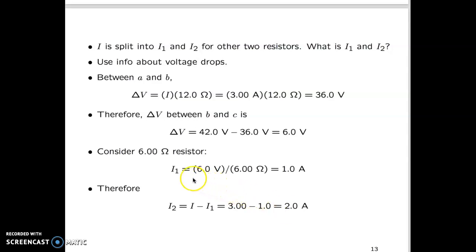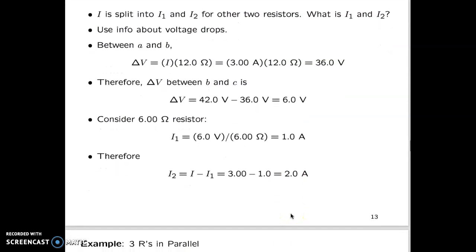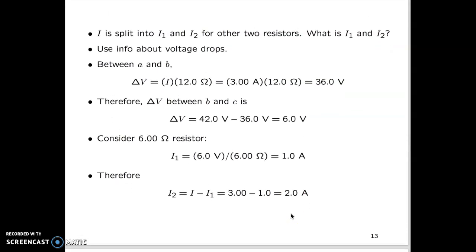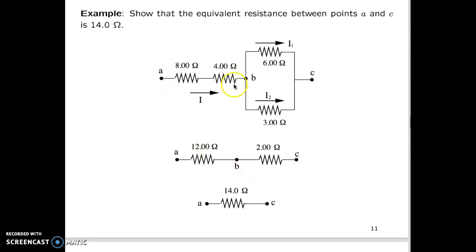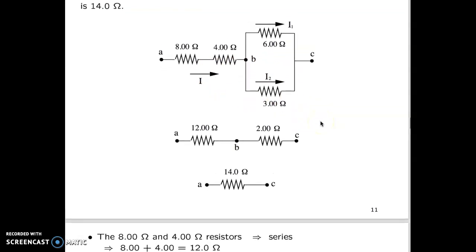You could have used the delta V divided by the resistance for resistor 2. You should get the same number. Okay, so there is one example of how you can solve a circuit. And solving a circuit usually means you're given some kind of configuration of resistors, you connect them to a battery, and you want to know the currents and maybe the potential difference across each of the resistors in the circuit. Okay, so there's an example.